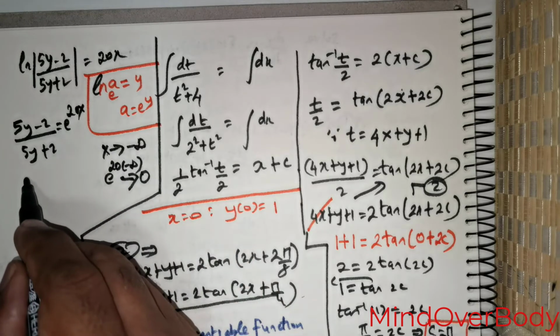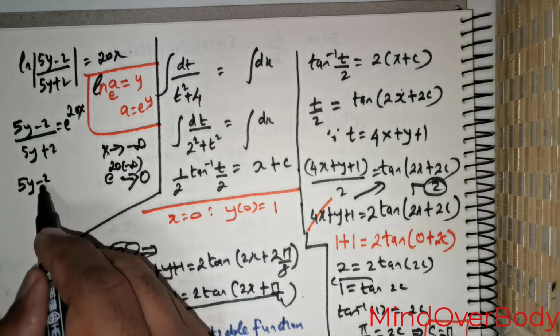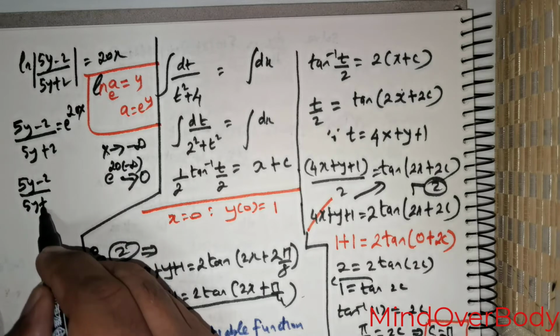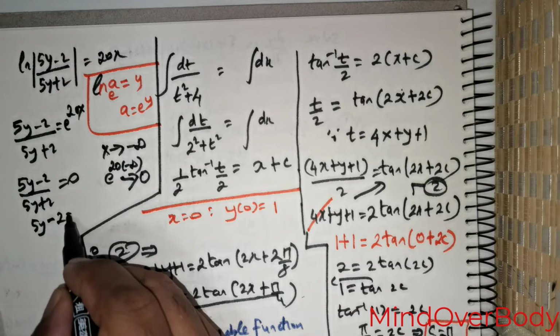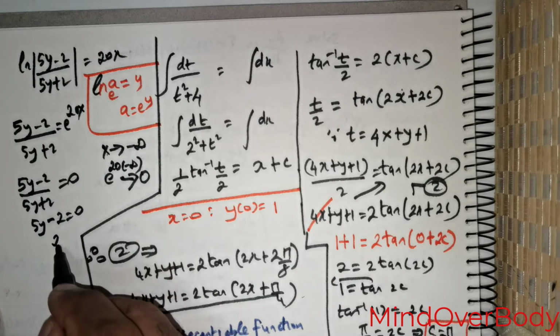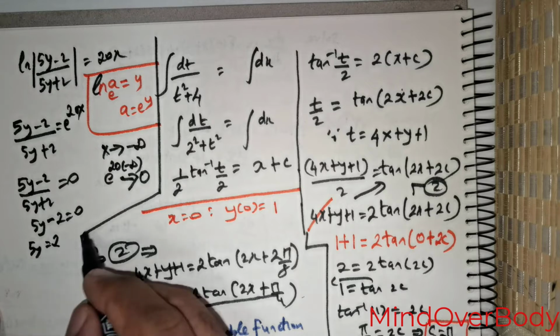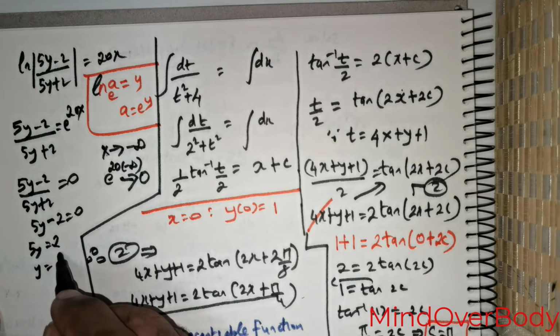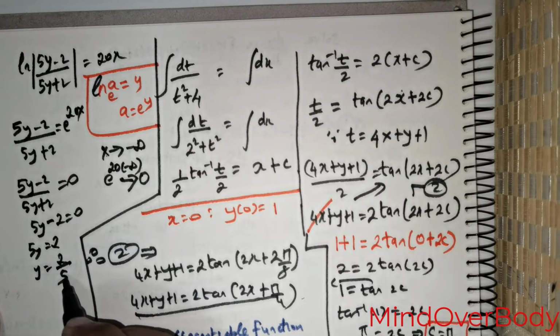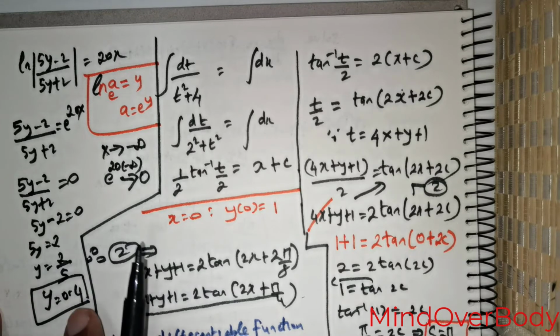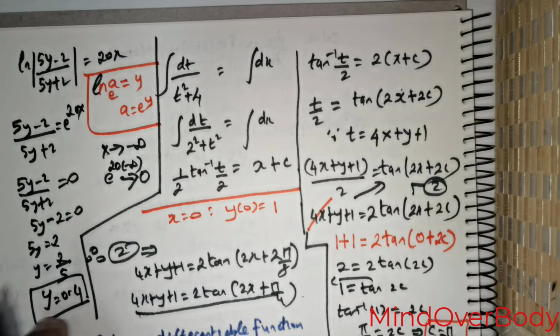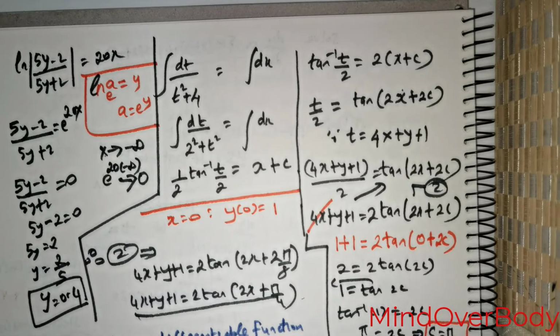So what have we got? We got 5y negative 2 divided by 5y positive 2 is equal to 0. You cross multiply, you get 5y negative 2 is equal to 0. Move the 2 to the other end, you get 5y is equal to 2. So therefore y is equal to 2 over 5, which means y is equal to 0.4. So this is the requirement, and we have got that solution.